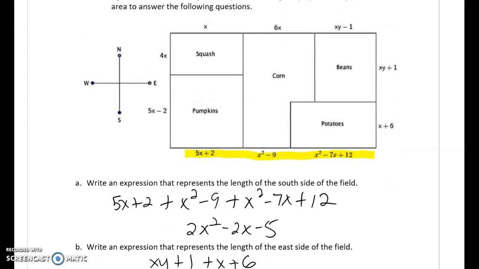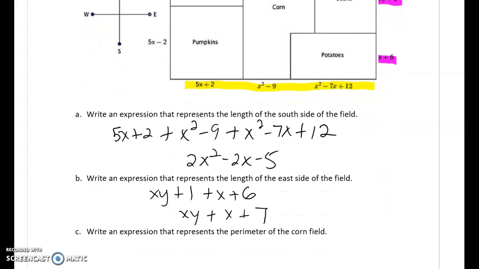East side, so that's this side right here. All of that right here represents the length of these two parts of the east side. So those are the expressions that we're going to add together.